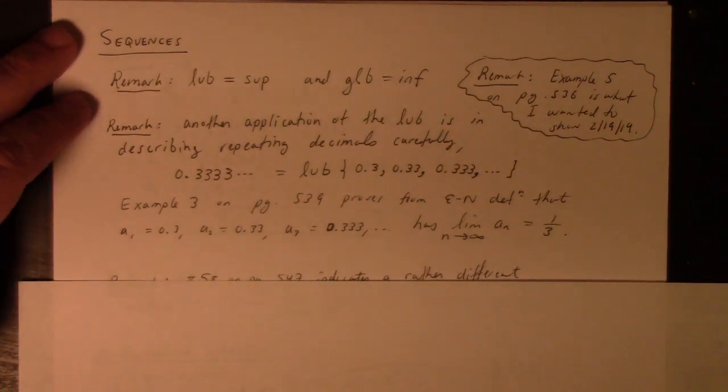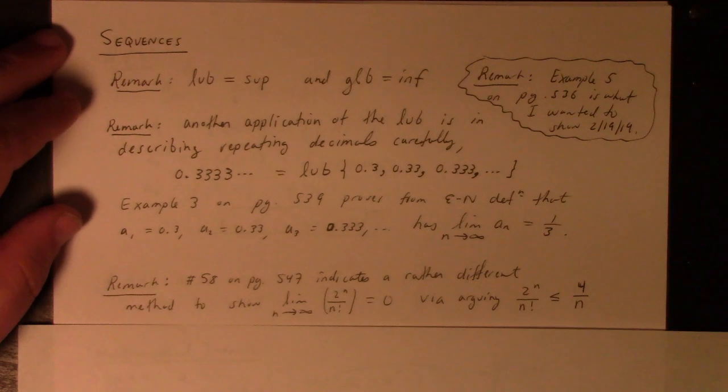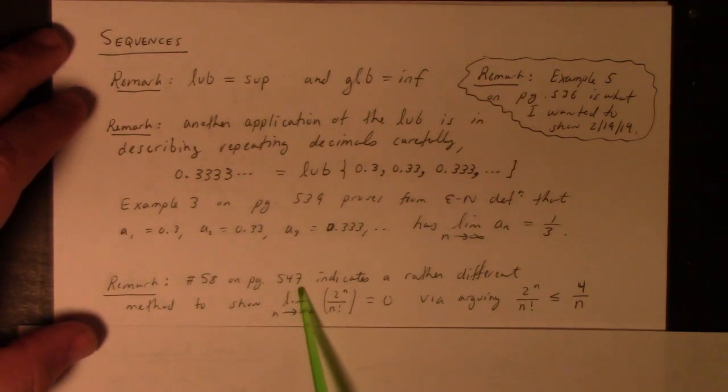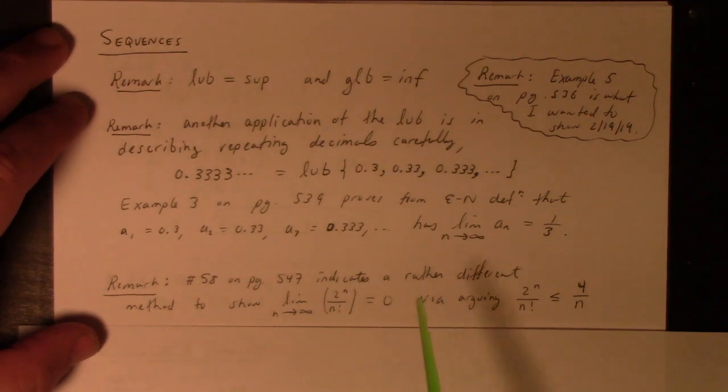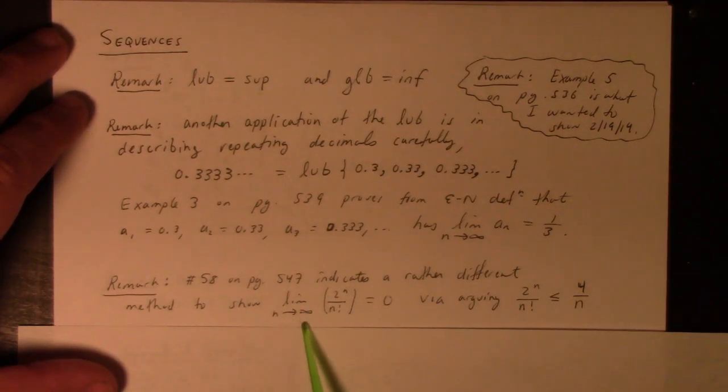So I think that was a nice example. I'm not actually going to go through that one here. I should also mention that number 58 on page 547 actually has the inequality that I was just starting to search for last class, but we couldn't quite find. We proved that the limit as n goes to infinity of 2 to the n over n factorial was 0 by appealing to the bounded monotonic sequence theorem.